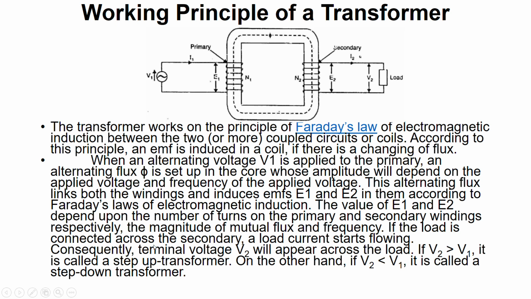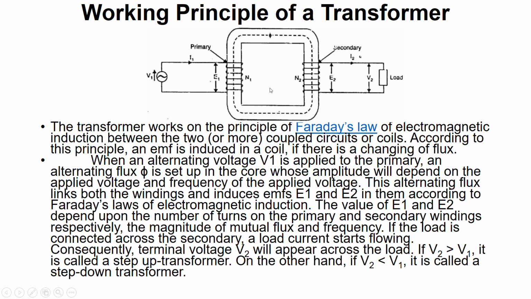If the load is connected across the secondary, a load current starts flowing. Consequently, a terminal voltage V2 will appear across the load. If V2 is greater than V1, it is called a step-up transformer. On the other hand, if V2 is smaller than V1, it is called a step-down transformer.